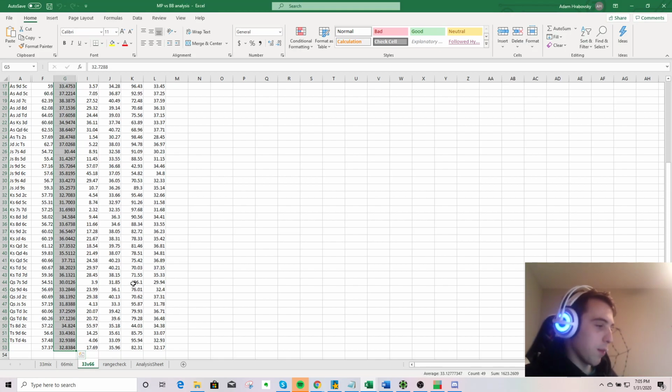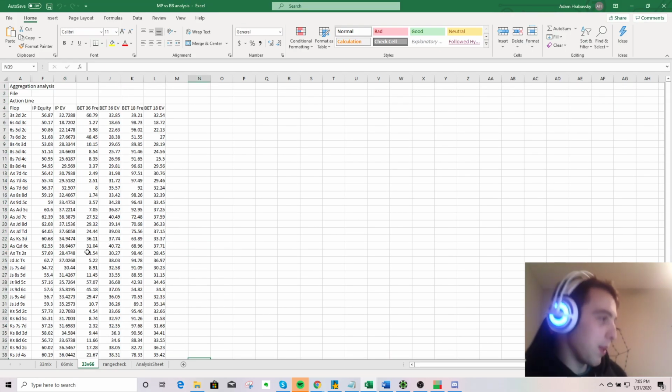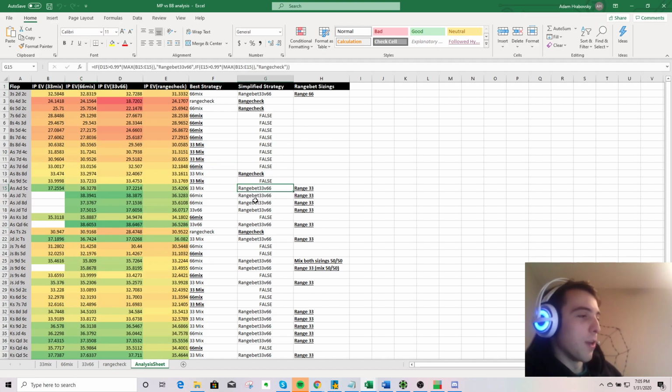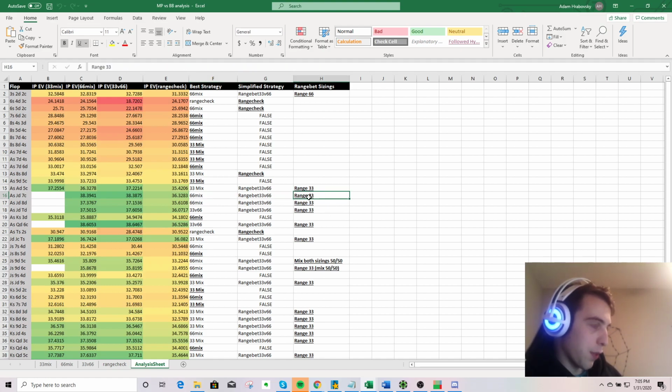This one I compared. This was a range bet, and PIO had the option to choose 33 or 66 for the sizing. So what I did in here is, if this ended up being the best option, then I went into PIO and saw which it preferred out of a 33% pot bet or 66. So even though the best strategy here is a 66 mix, you can simplify this board to a range bet, but it prefers to just bet 33 when you look at it closer in PIO.